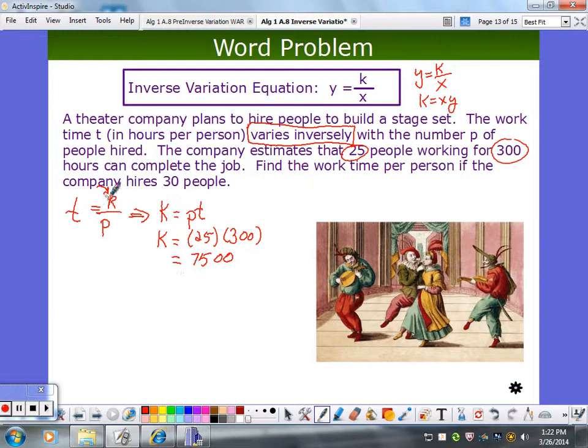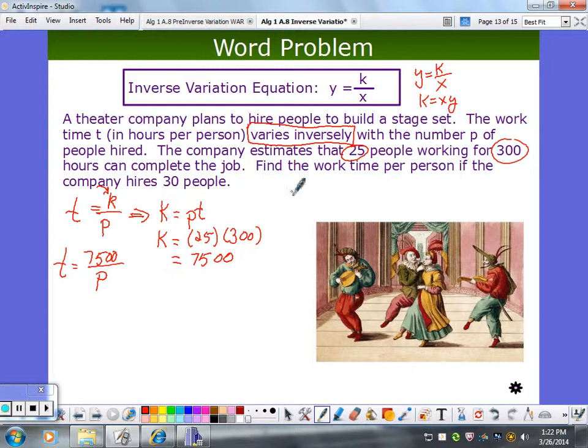So what do I do with that? Put it back in my model. T equals 7,500 over P. So in this situation, time varies inversely with people. 7,500 is your constant of variation. Now they're going to ask you to either find T or to find P.